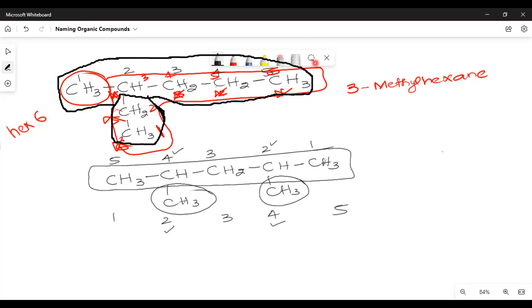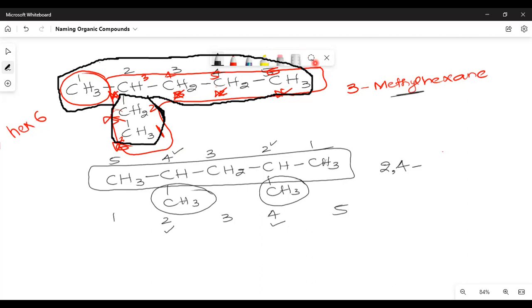So what is the name going to be? Now, try understanding these rules. These rules are a little bit different from what we have been doing previously, since we were only dealing with one branch at a time. There are two branches. In case of two branches, you need to mention both numbers. So there is a branch at 2. Of course, the smaller number comes first. And then there is a branch at 4. And then there is a hyphen.